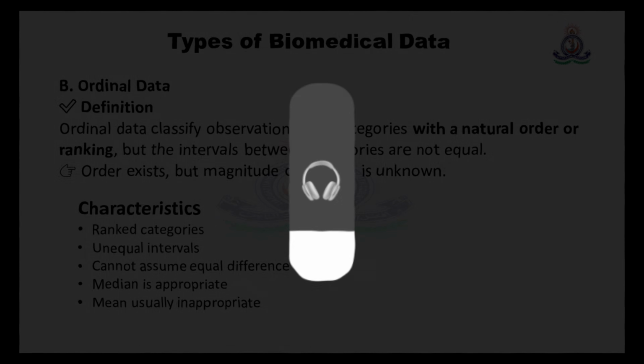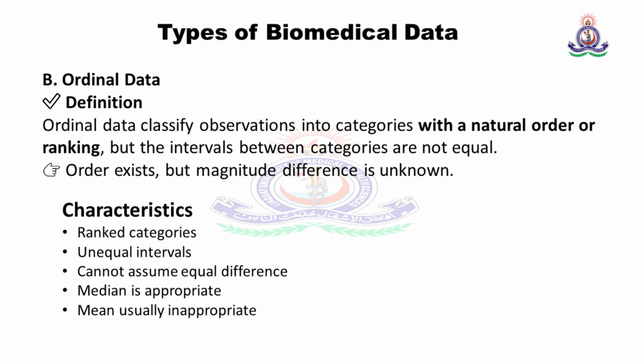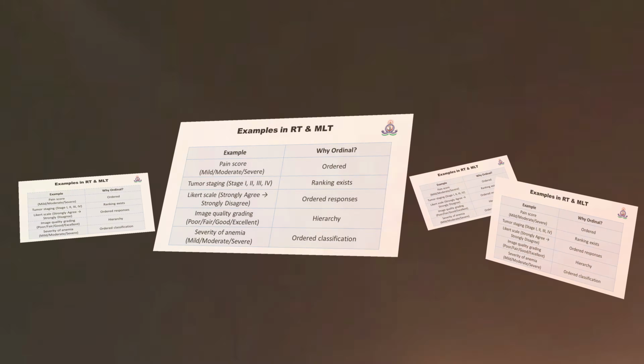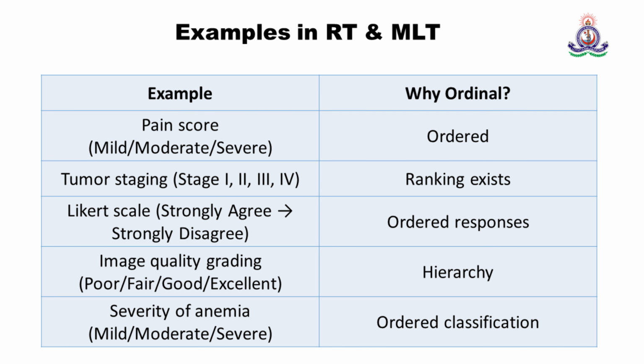By the way, the second subtype has order. Ordinal data has order, but the gaps between categories are not equal. Pain score: mild, moderate, severe. We know severe is worse than moderate, but we don't know how much worse. Tumor stage 1, 2, 3, 4, same idea. Image quality: poor, fair, good, excellent. With ordinal data, you can use the median, but not the mean. Why? Because mean assumes equal spacing, and we don't have that here.